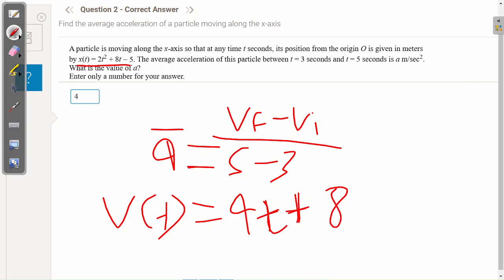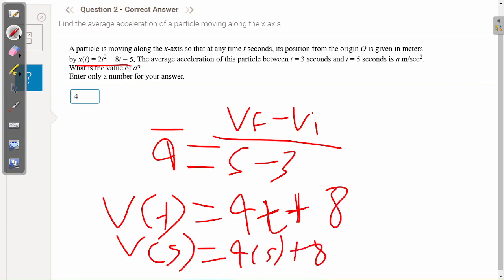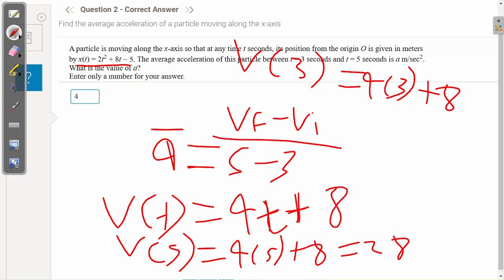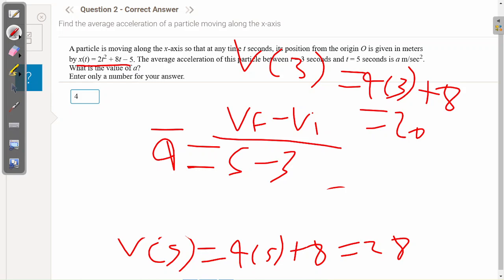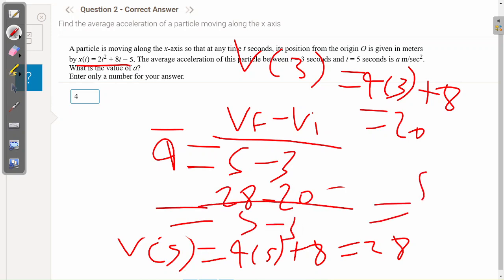Okay, now we need to find the velocity at 5 and the velocity at 3. So velocity at 5 is equal to 4 times 5 plus 8. 4 times 5 is 20 plus 8, 28. Then v3 equals 4 times 3 plus 8. 4 times 3, 12, plus 8 equals 20. Now we have both of them, we can solve. The average acceleration is 28 minus 20 over 5 minus 3. So it will be 8 over 2 equals 4 meter per second squared.